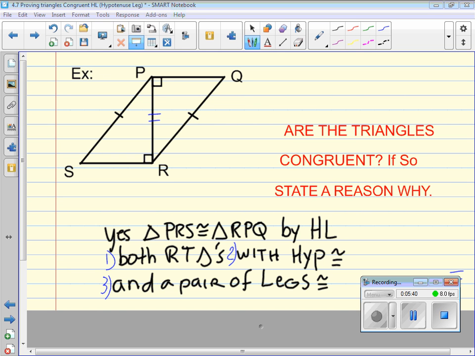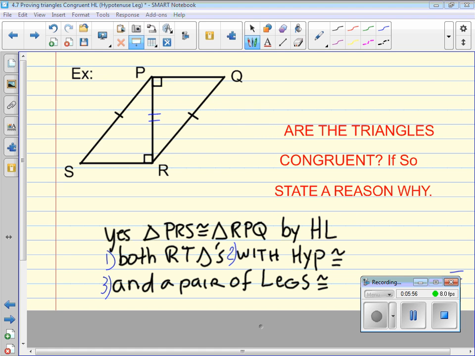All right, first of all, I want to note that in my drawing, you'll see I put 2 slash marks on the common side, okay, PR. And of course, PR is congruent in the left triangle as it is in the right triangle because of the reflexive property. All right, so take a look at my statement here.